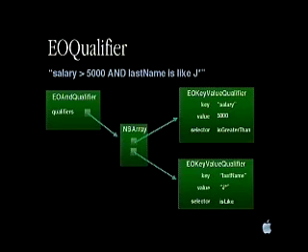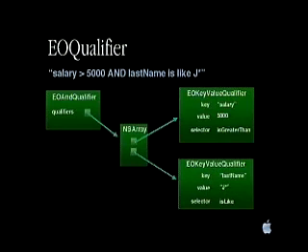So the phrase, I'm looking for employees whose salary is greater than 5,000 and their last name begins with a J. Well, EOQualifier is a superclass, and it has all of these subclasses. Some of them are for concatenating things together, like an AND qualifier. We also have OR and NOT, all the good ones. EOKeyValueQualifier is where we put things like salary is greater than 5,000. Now, it would be a real pain if I had to go and build all these objects and hook them up myself.